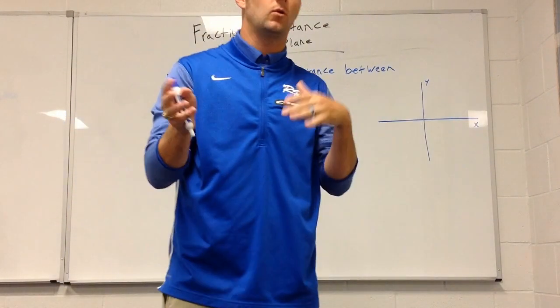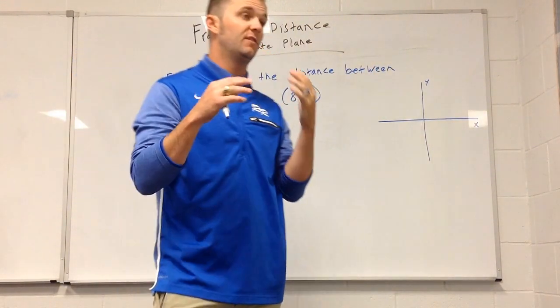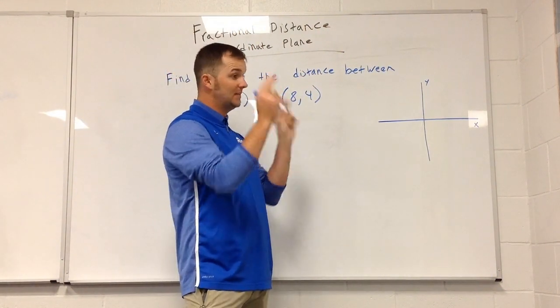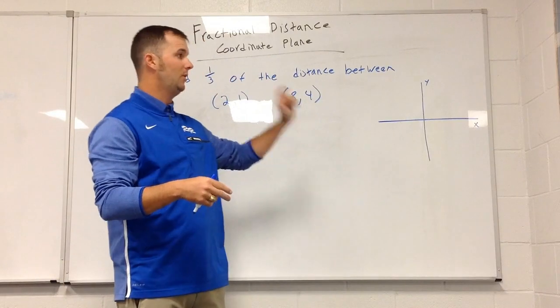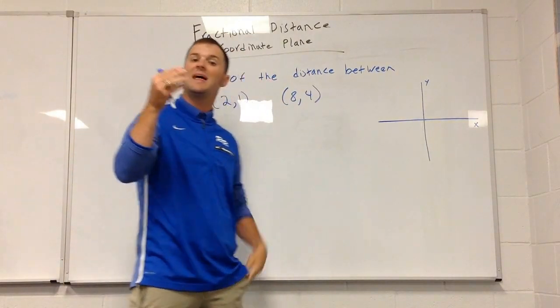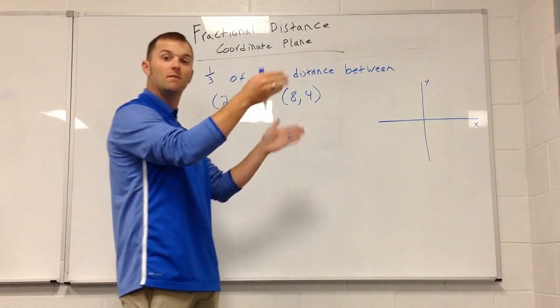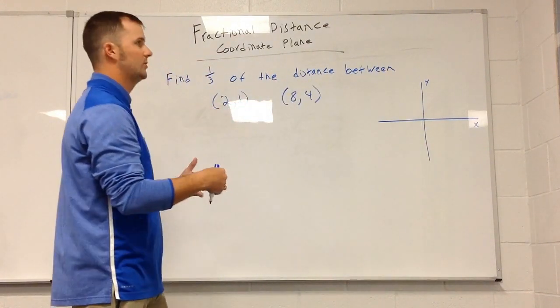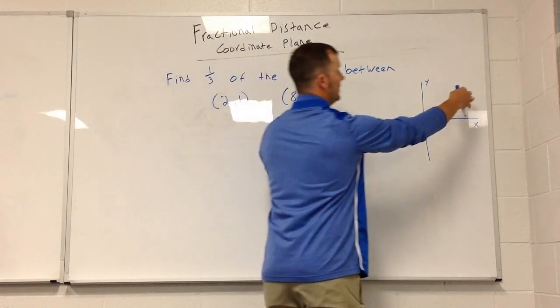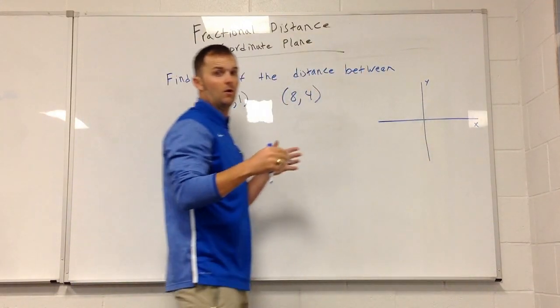Today we are doing fractional distance on a coordinate plane. Last week or the week before, we did fractional distance on a number line. So basically we found the distance between 2 points. It wanted us to find a fraction of that, and we had to find where the point was on that line segment. That was the fraction of that line. Today we are doing the same thing, but on a coordinate plane.